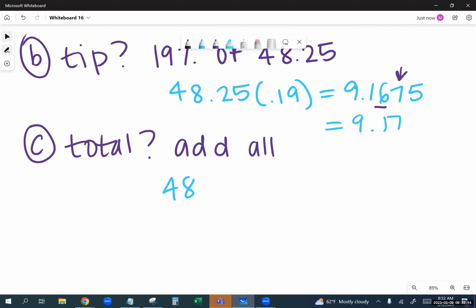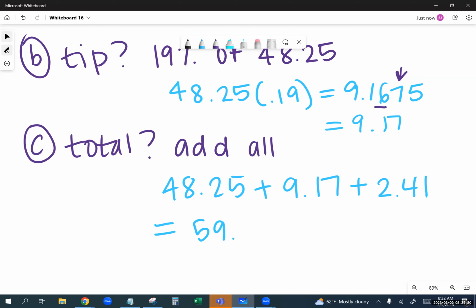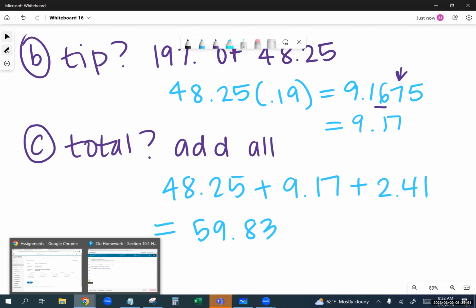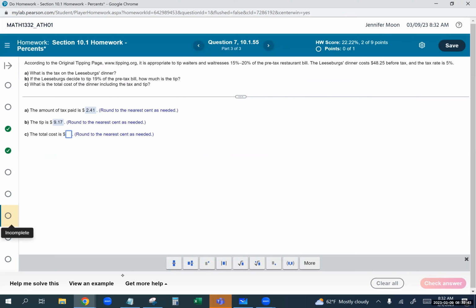If we take 48.25 and then we add to it that tip, which was 9.17, and what was the tax, 2.41? It cost us how much for our meal? And because I added multiple things that all were rounded to the hundredths place, there shouldn't be any rounding there. Whenever you go to add all these together, 59.83 should be the answer if Peter did it correctly.